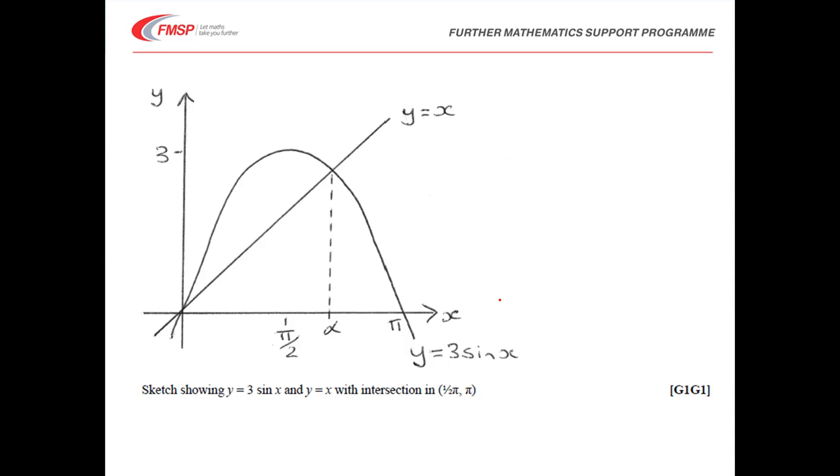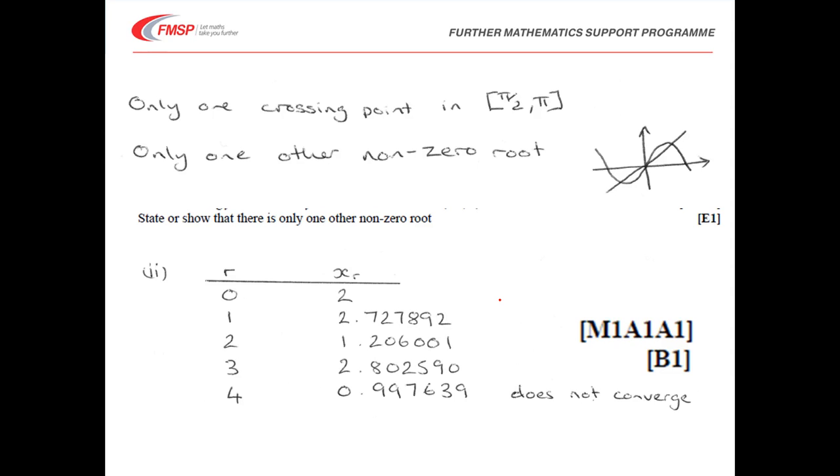Okay, so the marking for this. There's 2 graph marks for showing the 3 sine x and the y equals x with their intersection. There's 1 explanation mark for saying that there's only one other non-zero root. Okay, and it says state or show for that explanation mark. Now for showing that it doesn't converge, there's 1 method mark which will be clearly calculating some of the values. There's 2 answer marks for showing some of the values, so 2 more correct lines after the first one. And then there's a mark for saying that it doesn't converge.